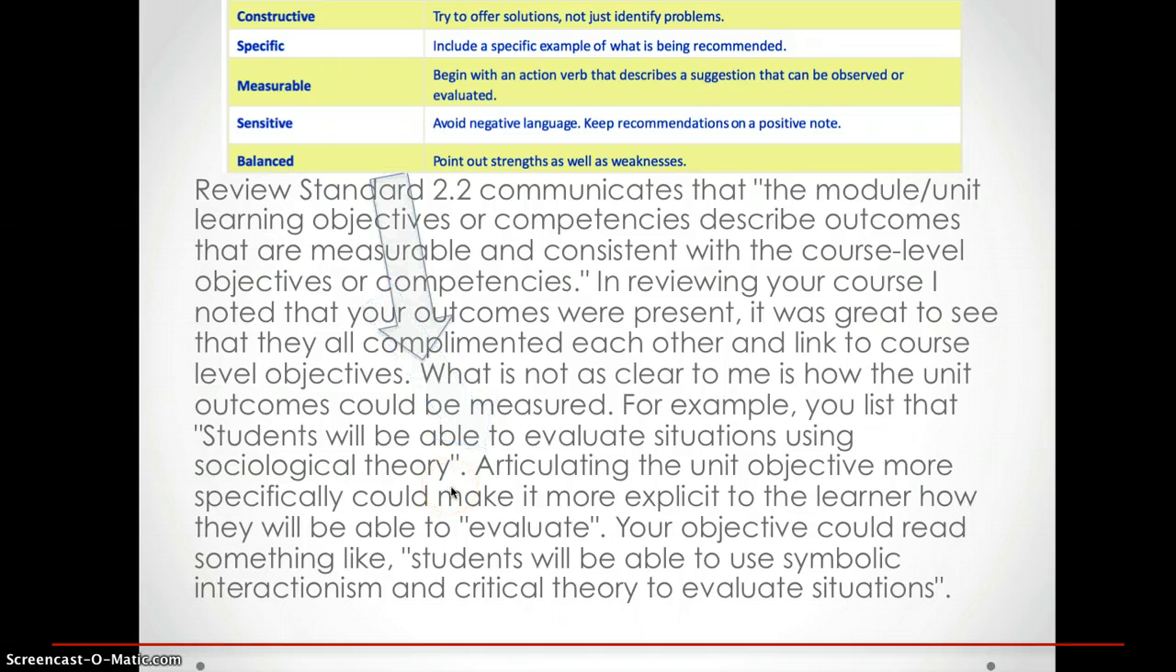And next you'll see right here, what is not clear to me. I could have very well said that this does not meet the standard, or this is not good quality, or you did a poor job, but I am speaking in language that's sensitive. And last but not least, if you're pointing out strengths and weaknesses as this example does, it's balanced. So thank you. Hopefully this gives you a clearer view of how to make a helpful recommendation.